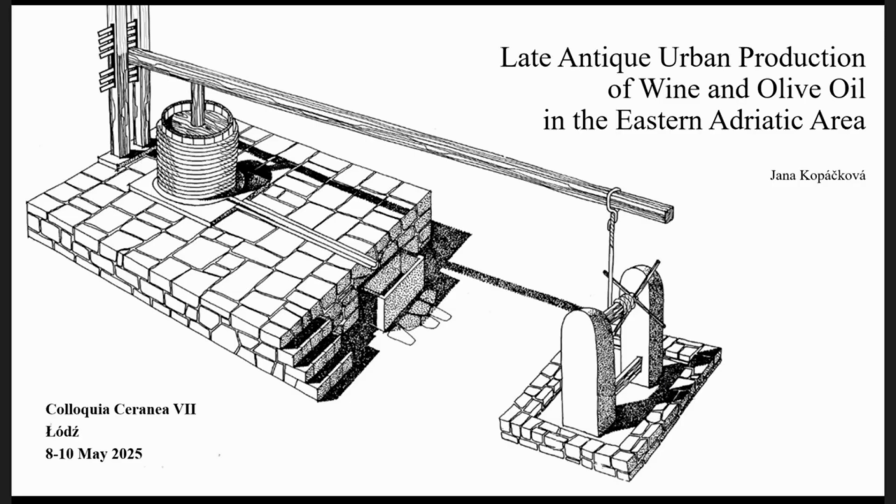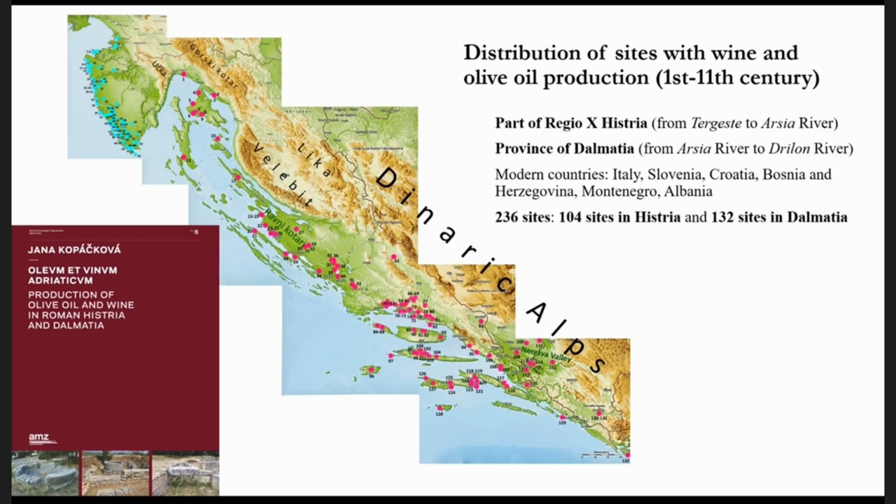And today I will speak about the late antique urban production of wine and olive oil in the Eastern Adriatic area. So first, let's see what I mean by the Eastern Adriatic. I am focusing on Istria, which was part of the Regio Decima of Italy, and the province of Dalmatia. This is quite a large area, and in the modern countries, it's Italy, Slovenia, Croatia, Bosnia and Herzegovina, Montenegro, and part of Albania.